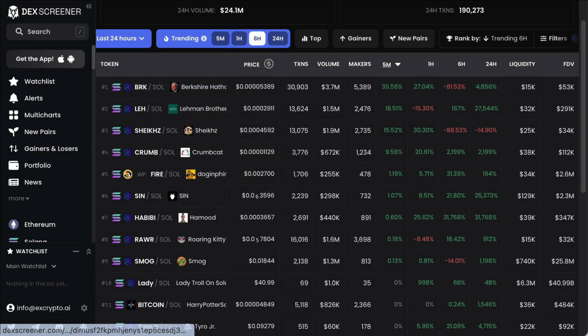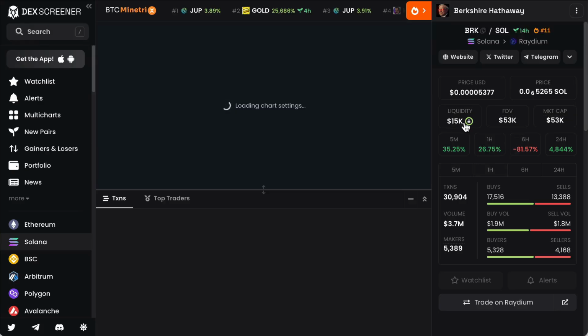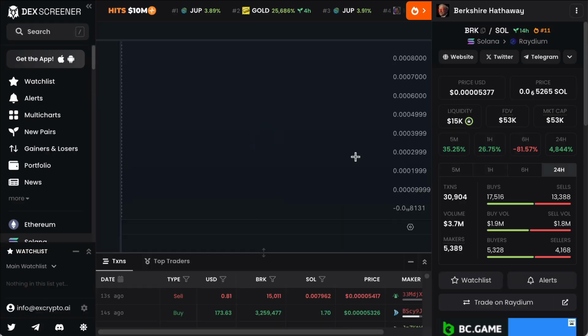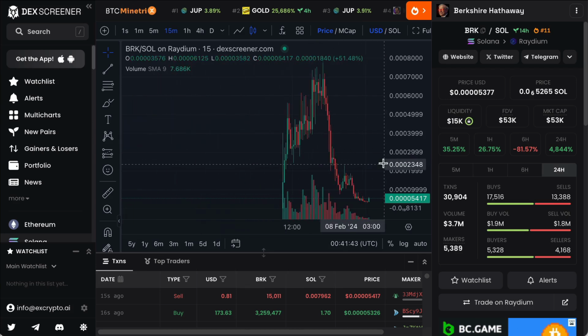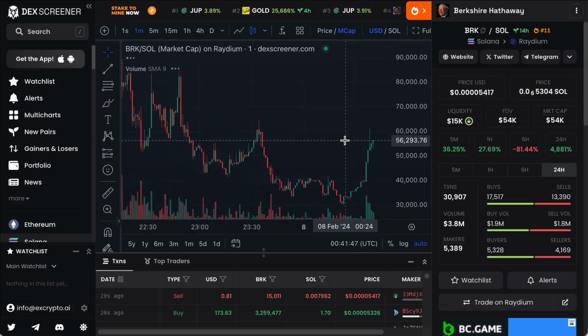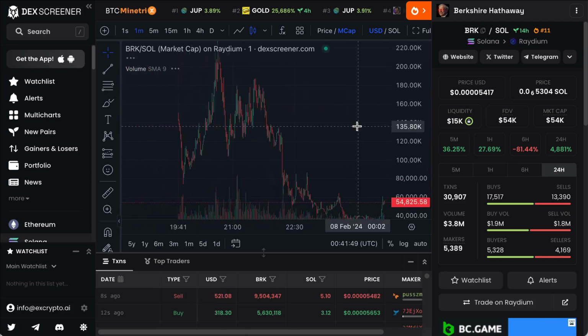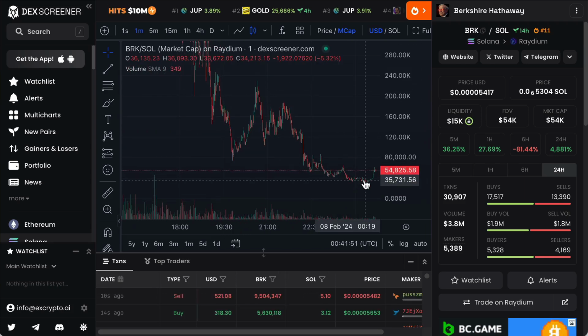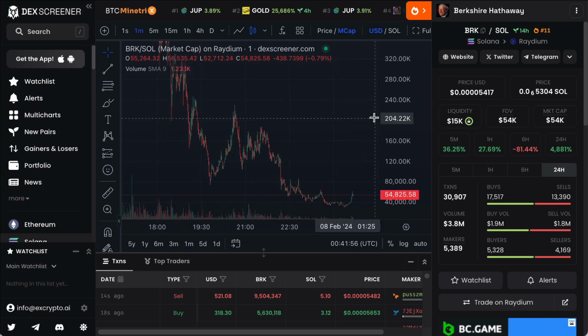But we've seen this one with Berkshire Hathaway. It's locked liquidity. This is probably a more recent launch. Yeah, so this one we will ignore, and that's what I mean when the liquidity gets too low. Actually, no, this is okay. The liquidity is not too low. 15, the market cap's okay. This one's okay. So yeah, I'm watching this one.